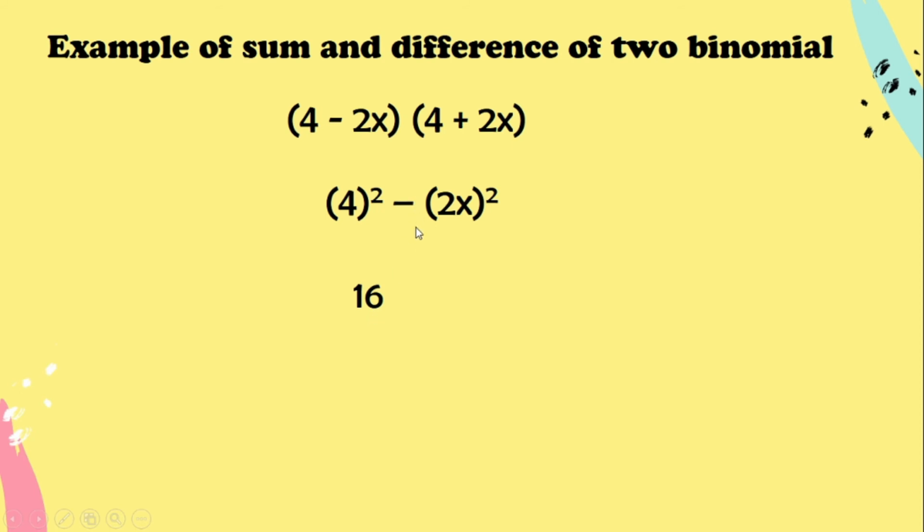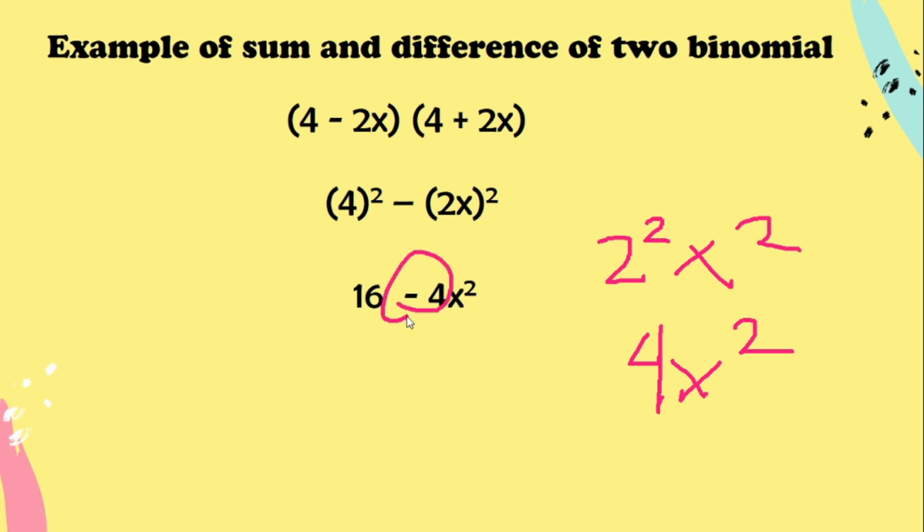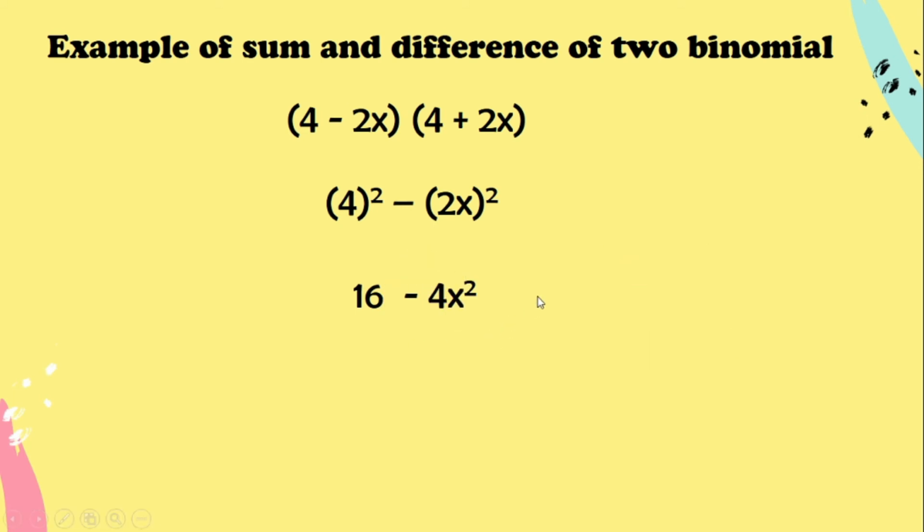4 times 4, that's 16. Minus, laging minus siya. Yung 2x squared, law of product, so we have 2. Raise din natin yan sa 2. Si x, raise din natin kay 2. So, that is 2 times 2, that's 4x squared. So, we have minus 4x squared. Lagi siyang minus. So, that is the sum and difference of two binomial. Therefore, 4 minus 2x times 4 plus 2x is equal to 16 minus 4x squared.